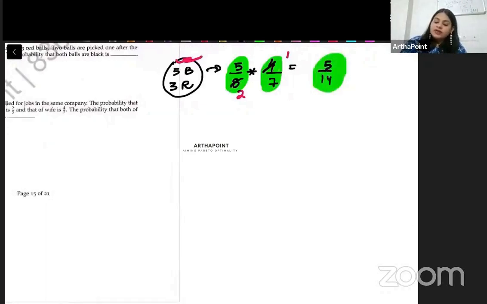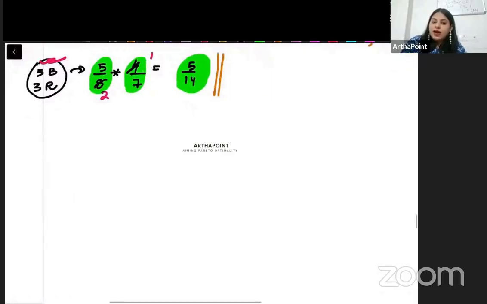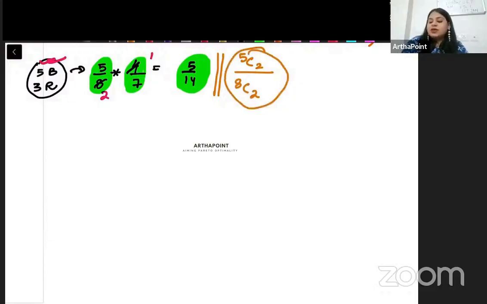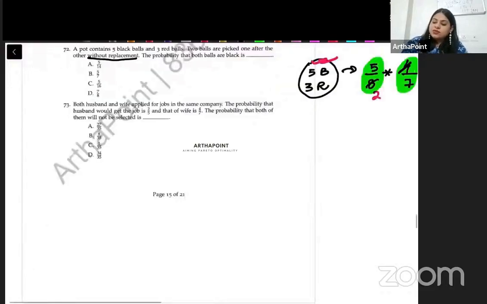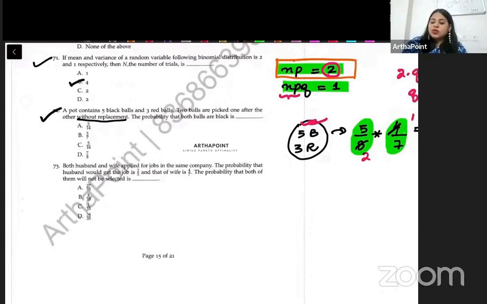But alternatively, you could have done it like this also. You could have said, I need out of 5, 2 black balls, and out of 8, I need to draw 2 balls. So even if you solve 5C2 by 8C2, you will get the same answer. Okay, so this is done. Come to the next question, beta.